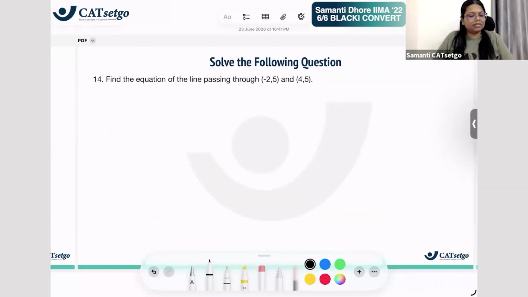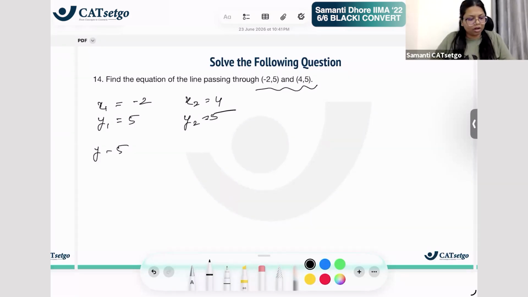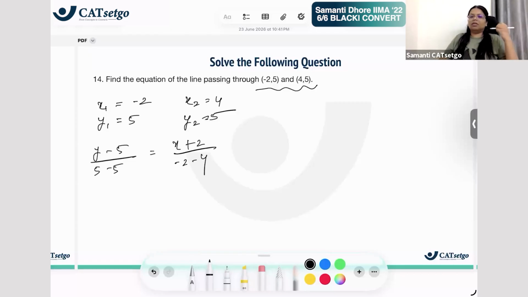वेरी वेरी गुड. Now next is, find the equation of the line passing through these 2 points. Again, note x1 is equal to minus 2, y1 is equal to 5, x2 is equal to 4, y2 is equal to 5. So what do we get here? We will end up getting 0 for y, right? y minus y1 upon y1 minus y2 is equal to x minus x1 upon x1 minus x2. What does it mean? Does it mean this line doesn't exist?